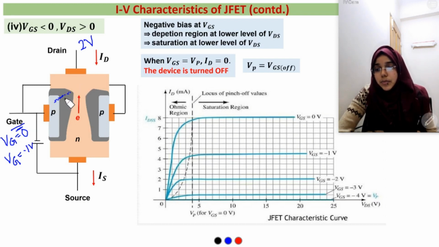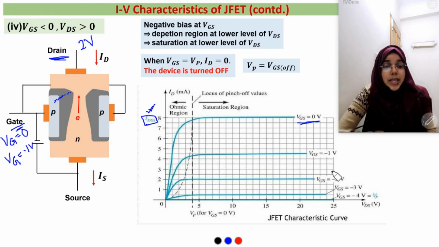That means we can get the same depletion width with a lower level of VDS, and this results in less saturation current. So from this ID-VDS curve, we can see that when VGS equal to 0, ID is saturated, and this is the maximum current for a FET device, that is IDSS. When VGS is negative, minus 1 volt, the saturated ID is decreased.